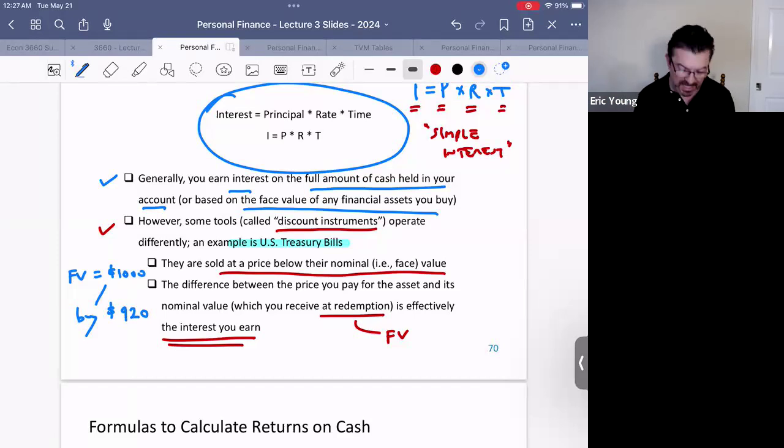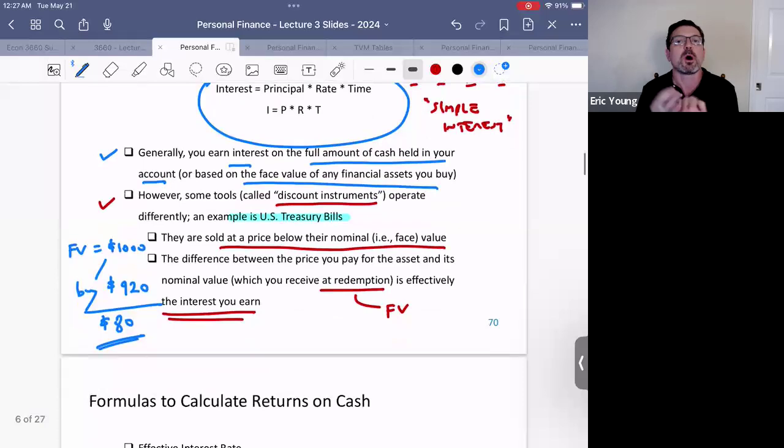Since you're paying a lower amount than the bond's face value, you're paying a discount, hence discount instrument. So you're going to pay less money than the face value. When the bond finally matures and you redeem it, you're going to get the face value back. So basically, you buy it below face value, you redeem it at face value, and the difference in this case, $1,000 minus $920 or $80, that represents the interest that you effectively earn while you hold the asset waiting for it to mature. Okay, so that's a discount instrument.